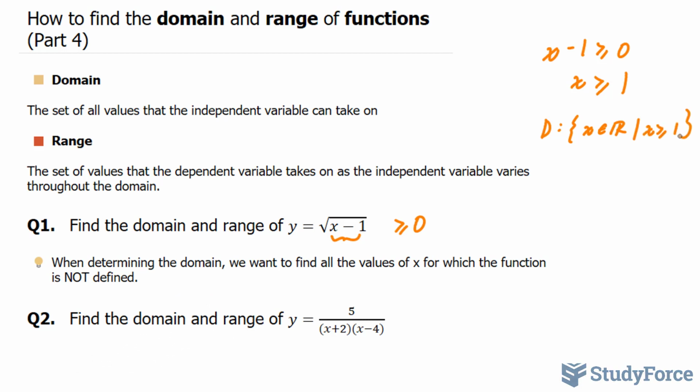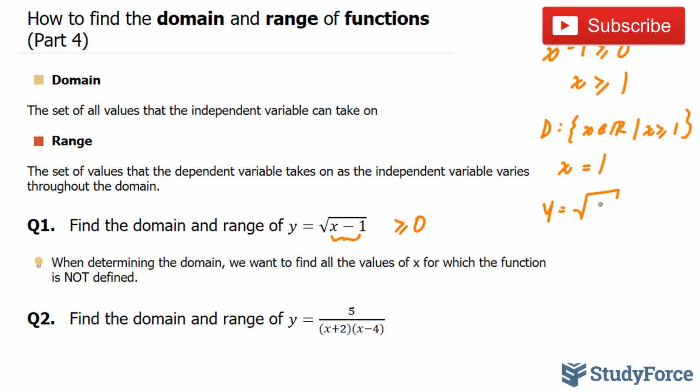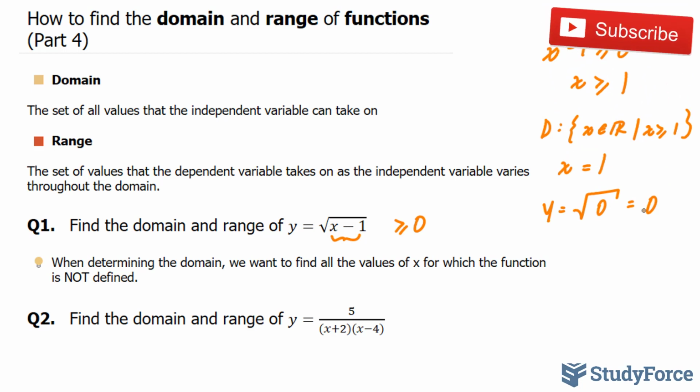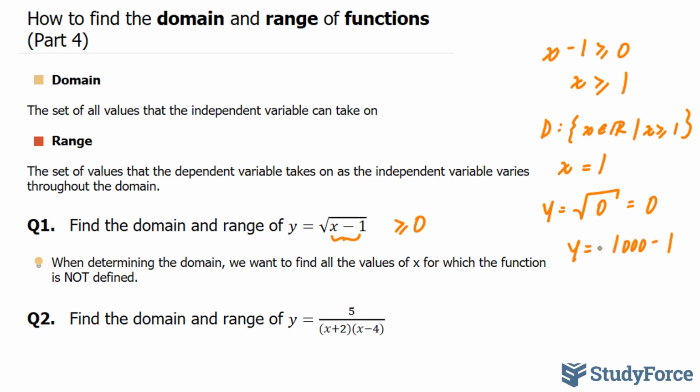To find our range, we have to analyze what happens at x is equal to 1 and then analyze a number that is far greater than 1. So let's see what happens at x is equal to 1. That should give us an idea of the potential outputs. Y is equal to the square root of 1 minus 1. That's 0. So we know at 1, y will be 0. Let's try an x value of, let's say, 1,000. 1,000 minus 1 is 999. And if we find the square root of that, we end up with a y value greater than 0.